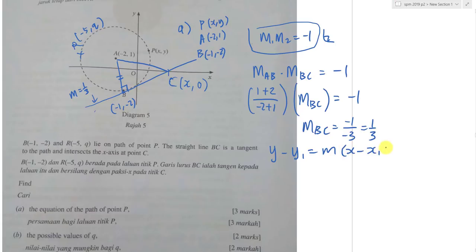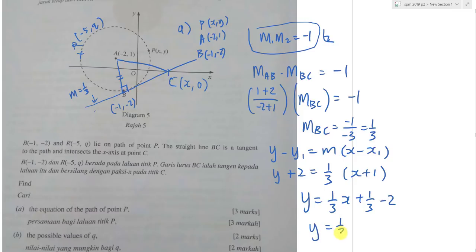This is a straight line formula. Okay, so y minus negative 2, which is plus 2, gradient is 1 over 3, x minus negative 1, which is plus 1. So I got my equation is 1 over 3 x plus 1 over 3 minus 2. So yeah, I got my equation of BC here. So this is minus 6, so it's minus 5 over 3.